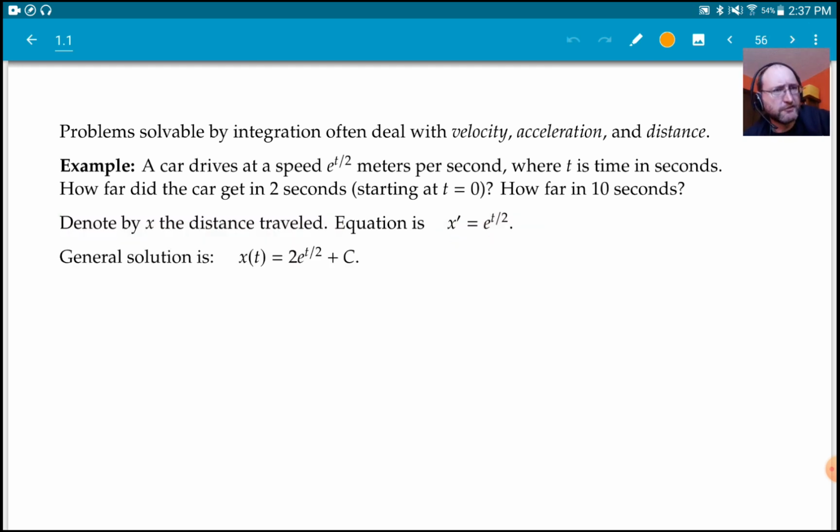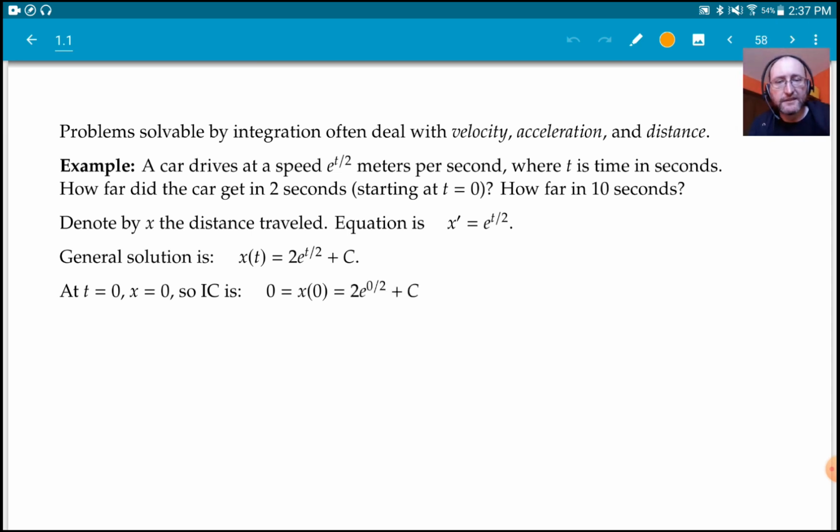And so the general solution here is this thing. I just integrate, and integrating e to the t over 2 is very easy. So that's the general solution. That's just Calc 1. And at t equals 0, x is supposed to be 0. It's the distance traveled from t equals 0, so I'm going to set my initial condition to be 0 at 0. So x of 0 is 0.